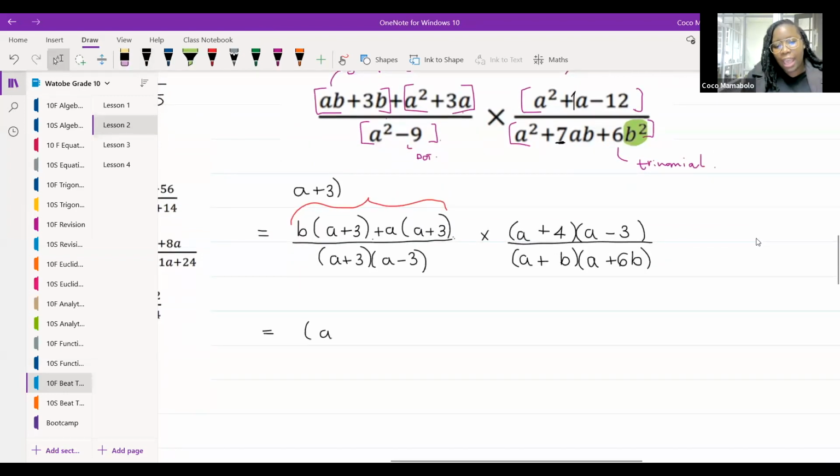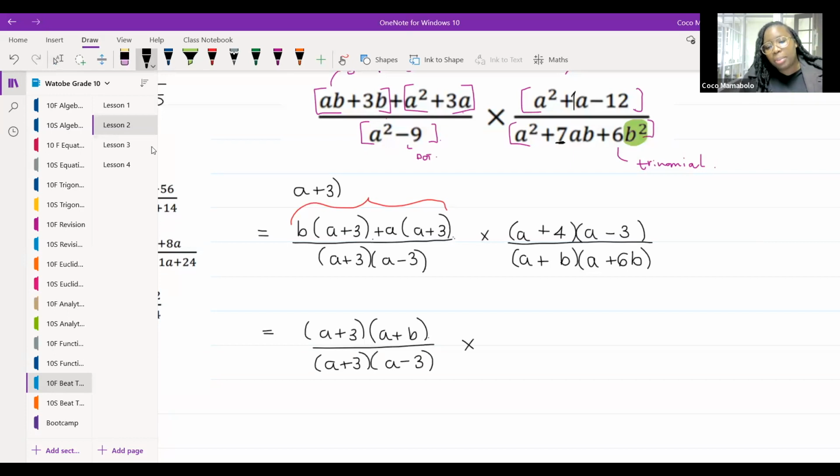We're going to have A plus 3. And if I take A plus 3 out, what do I have left? Good, Nkechi. B plus A or A plus B. It doesn't matter what order I write them in. I'm going to write A plus B because I can already see that an A plus B is going to come out somewhere here. Over A plus 3 and A minus 3, multiplied by A plus 4, A minus 3, over A plus B, A plus 6B.